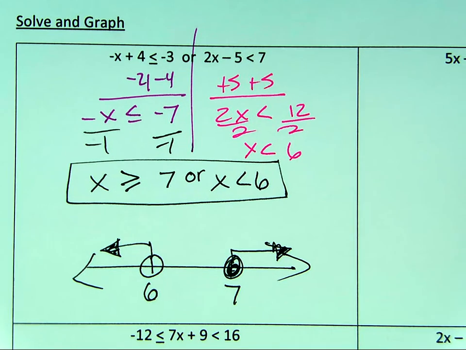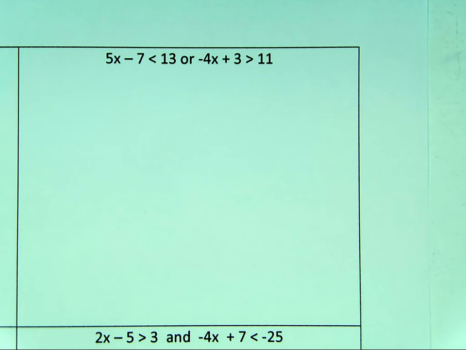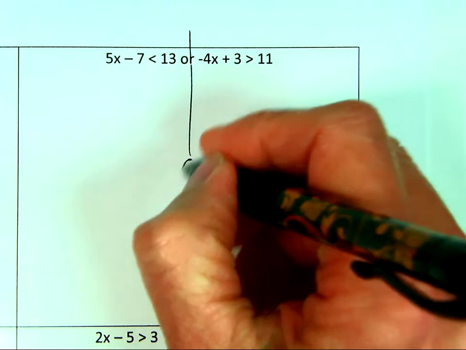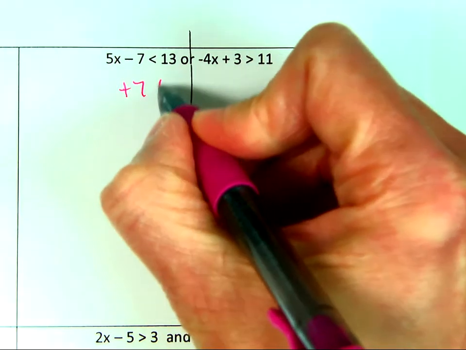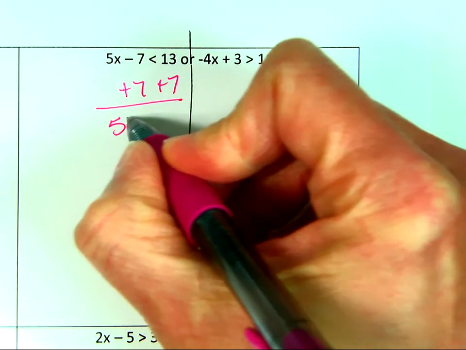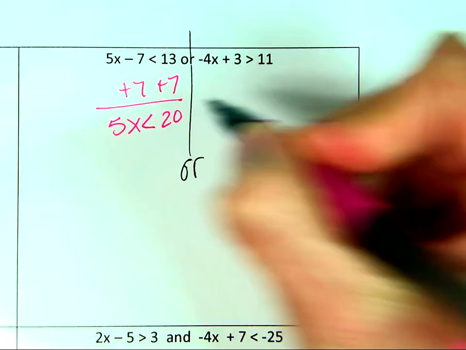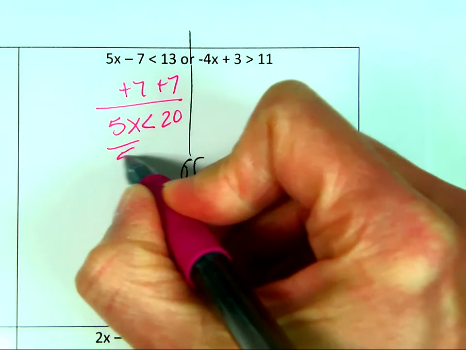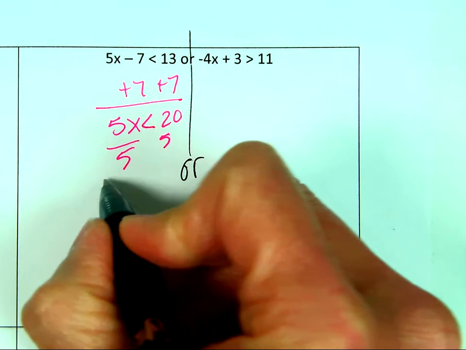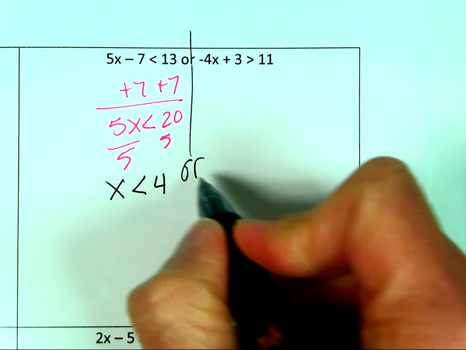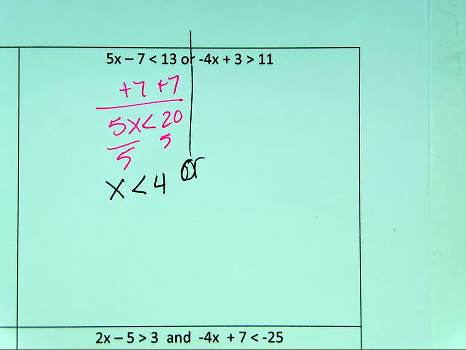All right, I'm going to try another OR. So I'll draw my line just because I like to. So I'm going to add 7 to both sides. And 13 plus 7 is 20. So now I have 5x is less than 20. I'm going to divide by 5. And so x is less than 4. Or, now I've got to see what shows up on my other side.